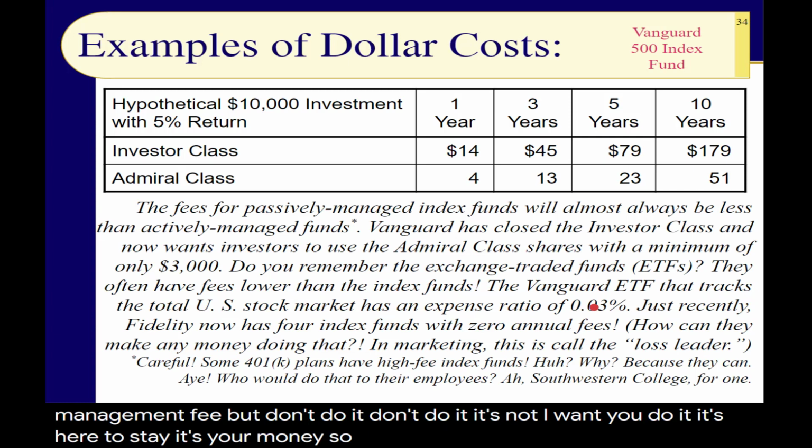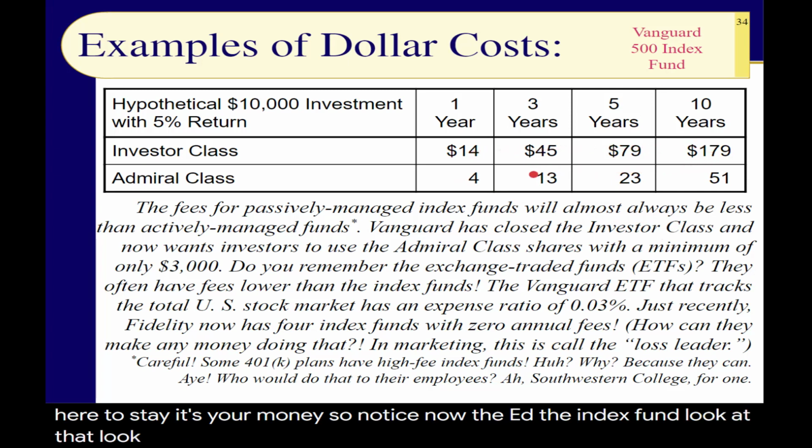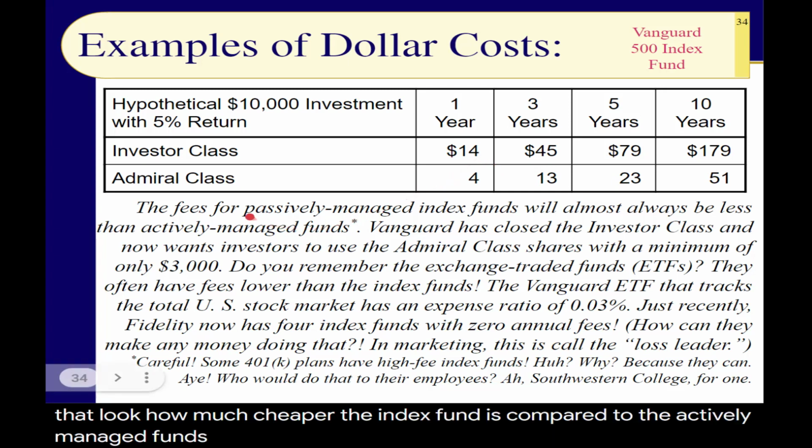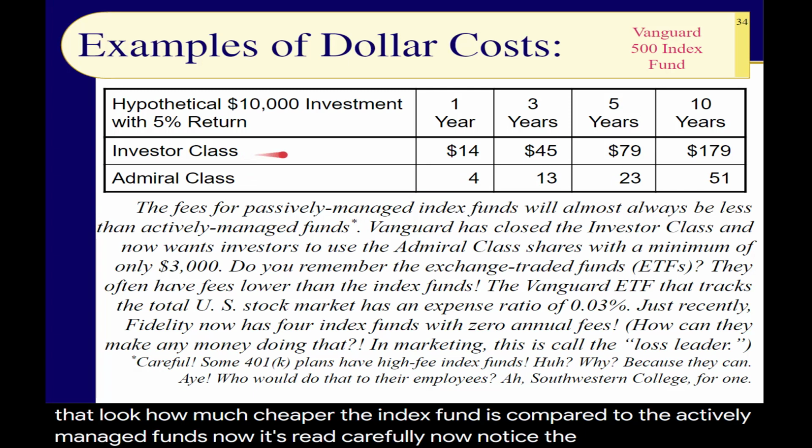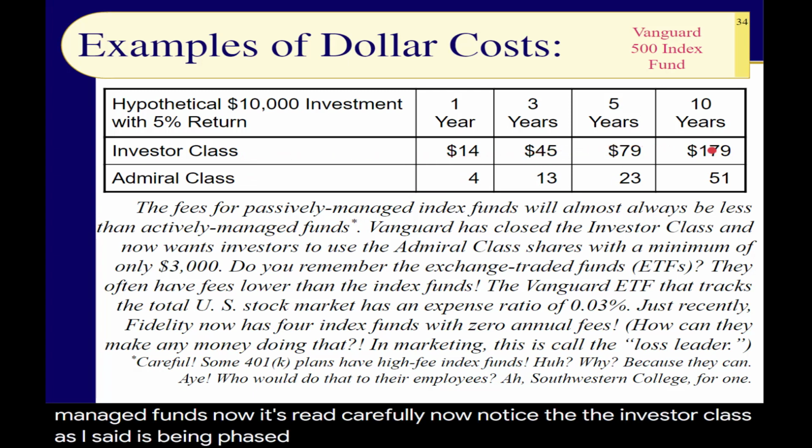So notice now the index fund. Look at that. Look how much cheaper the index fund is compared to the actively managed funds. Now let's read carefully. Now notice the investor class, as I said, is being phased out. It's the Admiral class now. It used to be you had to have $100,000 to get the Admiral class.